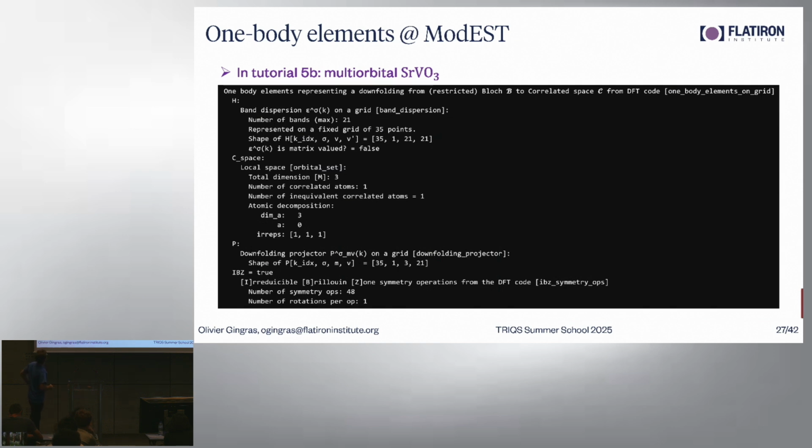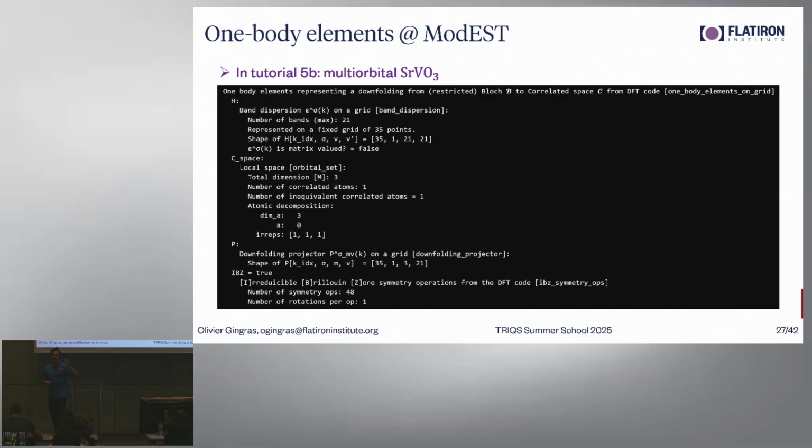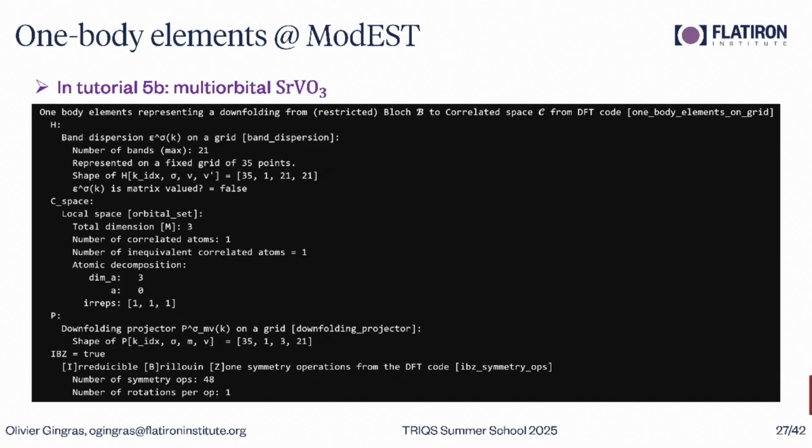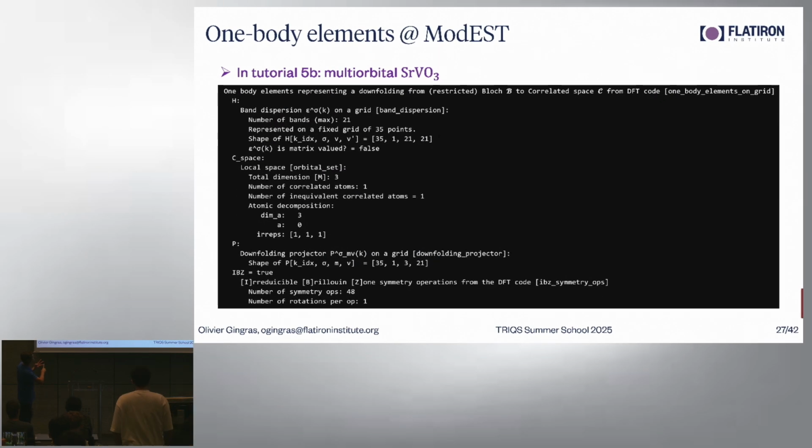So in Modest, there are two very important conceptual elements: there's the one-body element first, and there's the embedding. Now I'm just going to talk about the one-body element, because that's what we discussed here. We need to define a basis, find how to go from the band to the orbital basis, and get the Hamiltonian in the band basis. So these are all one-body quantities from DFT-ish, with the Wannier info perhaps. And this is exactly what is in the one-body elements.